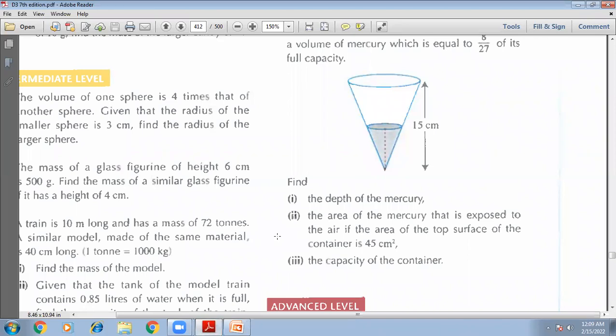Then we have the third part. It says find the capacity of the container. I know the capacity of this liquid, so I can very easily find the capacity of this full container.